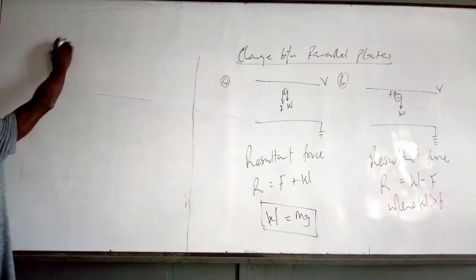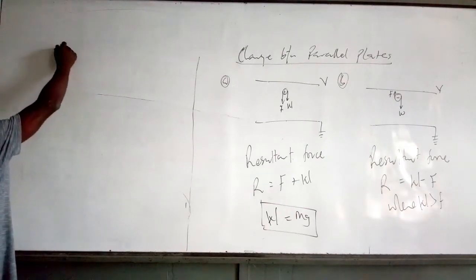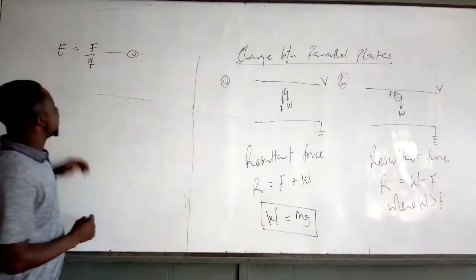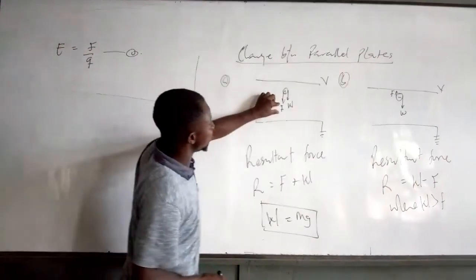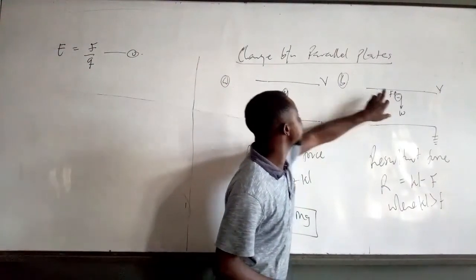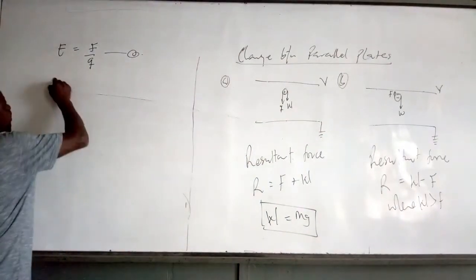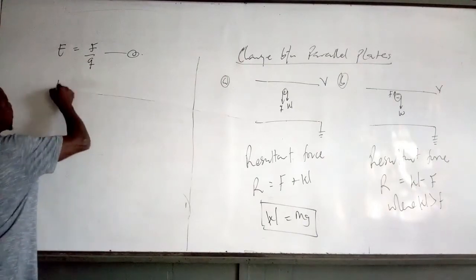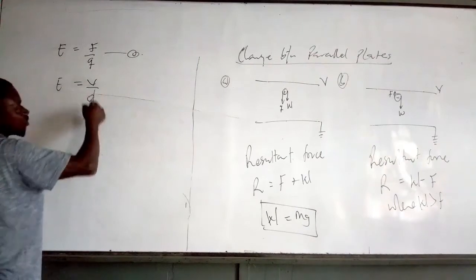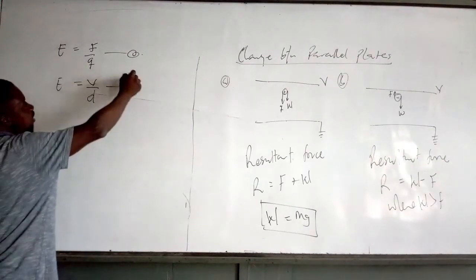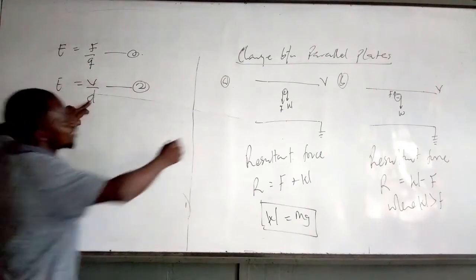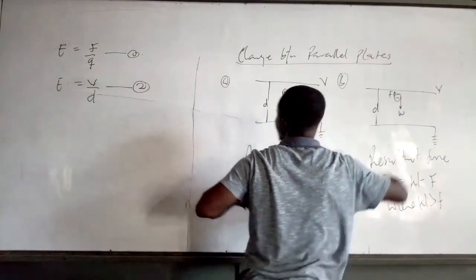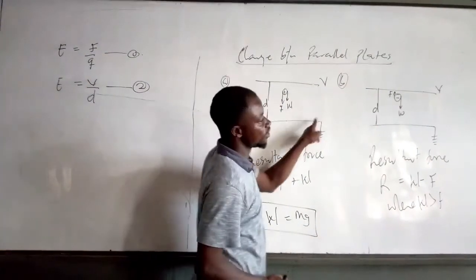You know that electric field intensity E is equal to F over Q. Let's call this equation 1. This F is the electrostatic force, F. But we also know that E is equal to V over D. We just saw this equation. E is equal to V over D. That is equation 2, where D is the distance between the two plates, and V is the potential difference between the two plates.